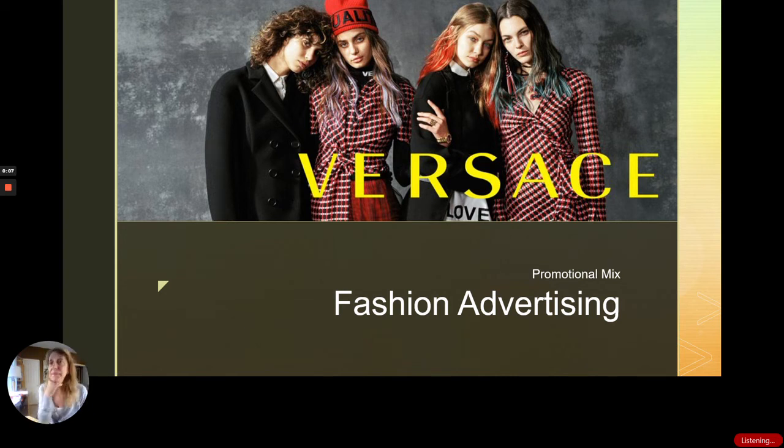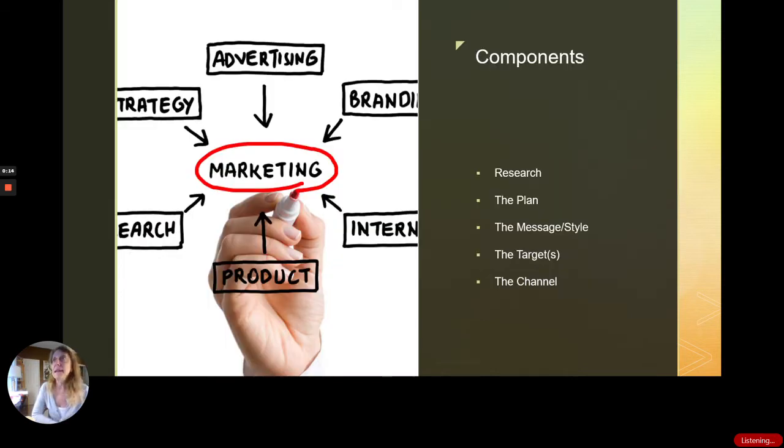Let's talk fashion advertising. This is going to deal a bit with the promotional mix, so I'll run through this as quickly as I can. The components of your plan, as we know, is going through all of this.